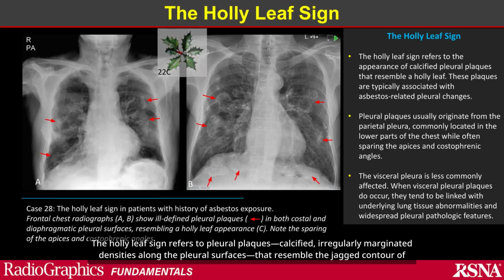The holly leaf sign refers to pleural plaques, calcified, irregularly marginated densities along the pleural surfaces that resemble the jagged contour of a holly leaf. These plaques are strongly associated with asbestos exposure and usually involve the parietal pleura of the lower chest, sparing the apices and costophrenic angles. When visceral pleura is involved, it is often in conjunction with parenchymal fibrosis or other asbestos-related lung disease. Recognition of this sign is important, as it is a hallmark of asbestos-related pleural pathology.